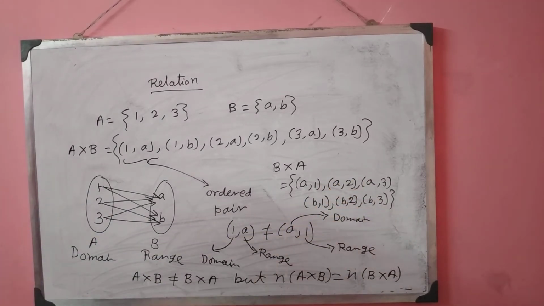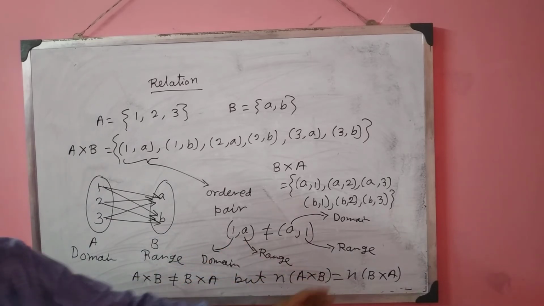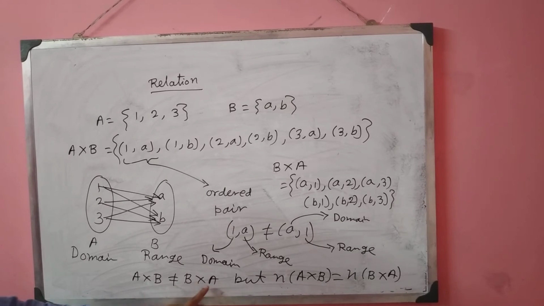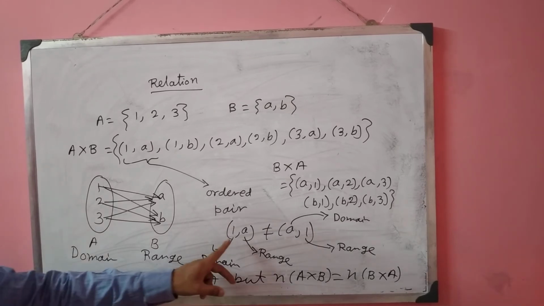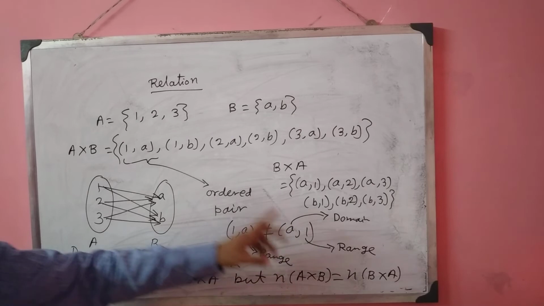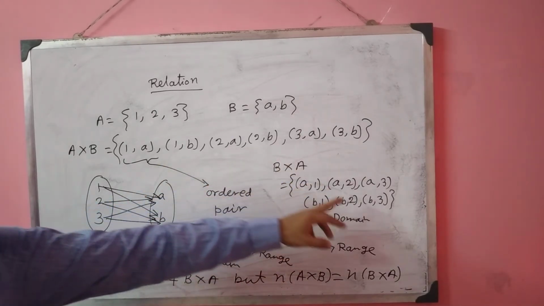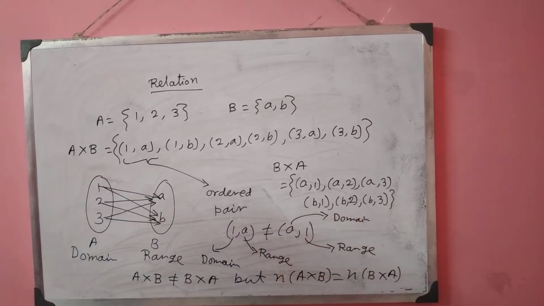So the number of elements in A cross B is equal to the number of elements in B cross A, but A cross B is not equal to B cross A, because (1,a) is not equal to (a,1), (1,b) is not equal to (b,1), (2,b) is not equal to (b,2), and similarly for the other example.